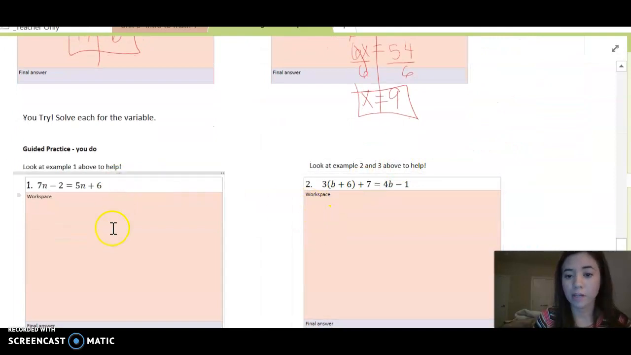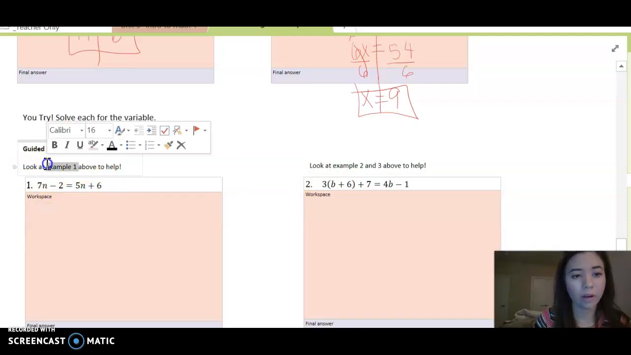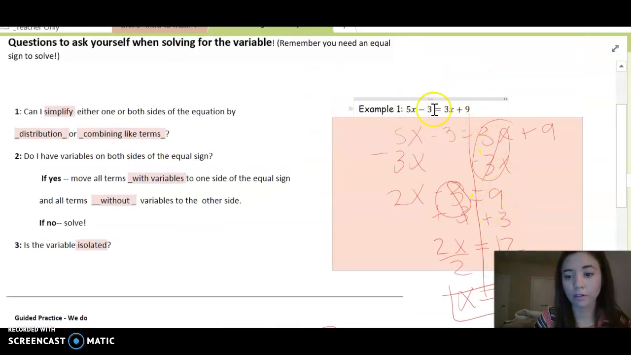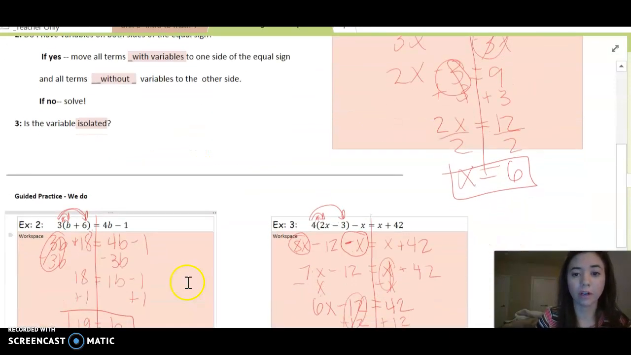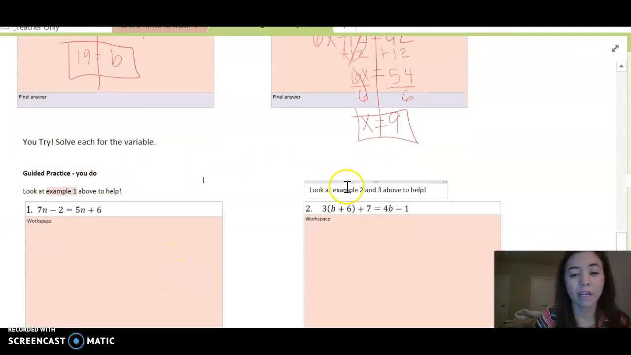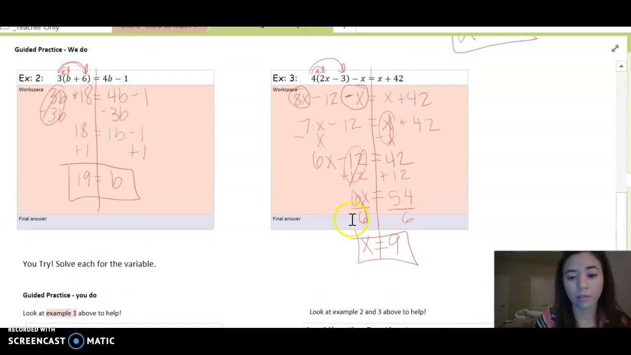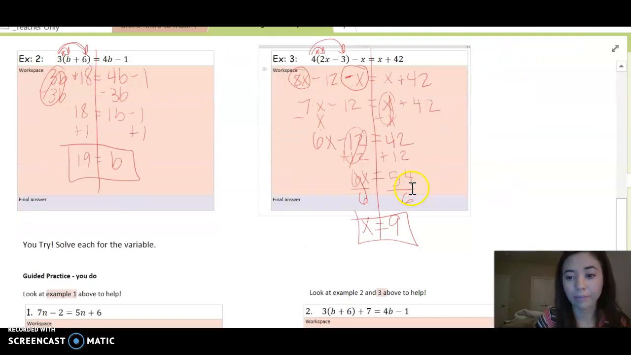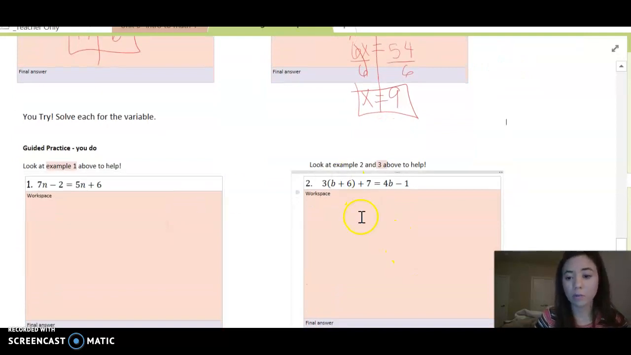I want you to pause me now and try these 2 problems. This one right here, you want to look at example 1 above to help you. It's very similar in the fact that there's no distribution, there's no combining like terms. You've just got to get your variables to one side. And then I want you to try this one. For this one, you can use examples 2 and 3 to help you. 3 is probably going to be the most important one. That's going to be the most similar. Okay, pause me, give these a whirl.